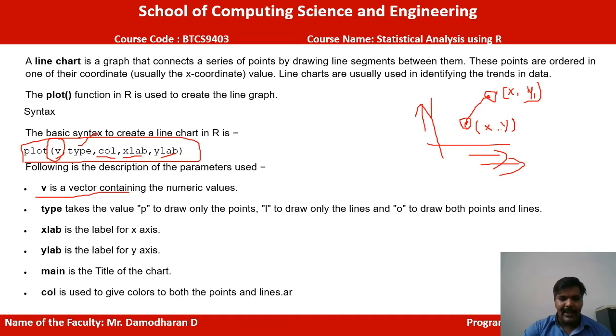Here v is a vector, and type is the type of drawing to be plotted. I is a line, and O is a line with points, so we have to mention the line with points here. x is the x-axis label and y is the y-axis label. Main is the common name given to the graph, the title. If it is a rainfall chart or a weather report chart, we mention it as the main title. Color means the color of the plotted lines and the plotted values.